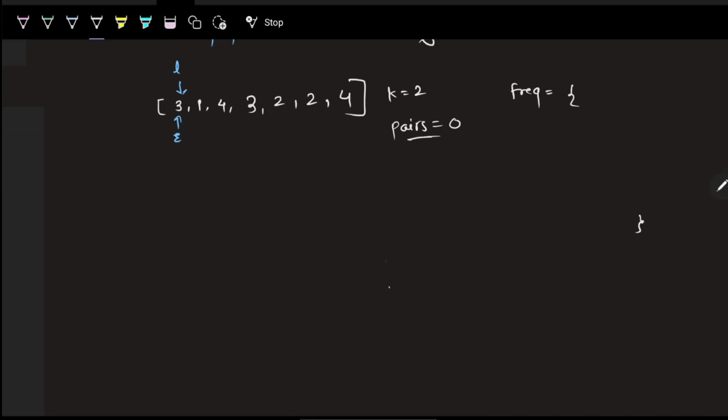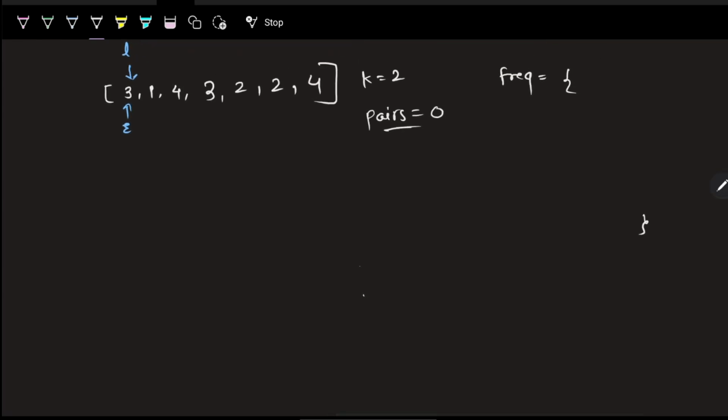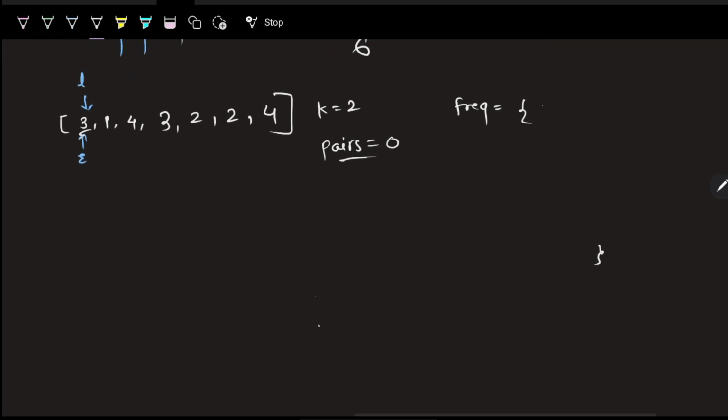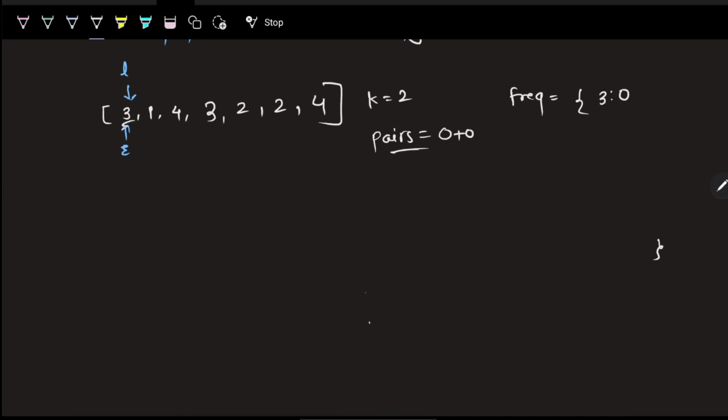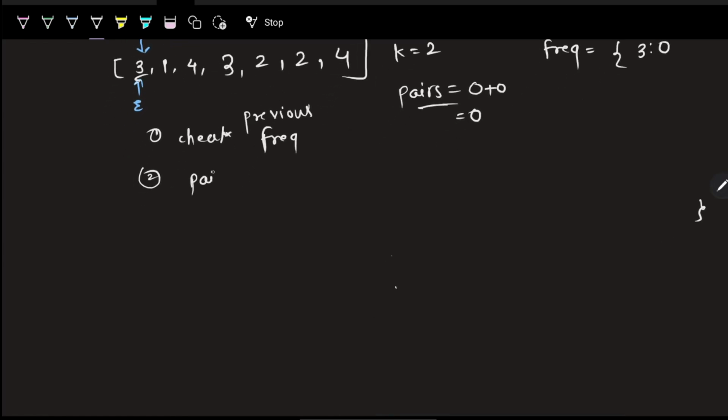So initially I am here, what is the frequency? So I will just ask, hey, what is the frequency I have seen so far for 3? So initially it will be 0. So I will just say 0 plus 0 would be 0. Makes sense. And first step would be check the frequency, previous frequency I would say. Then once you check the previous frequency, pairs would be pairs plus frequency of that element seen so far.